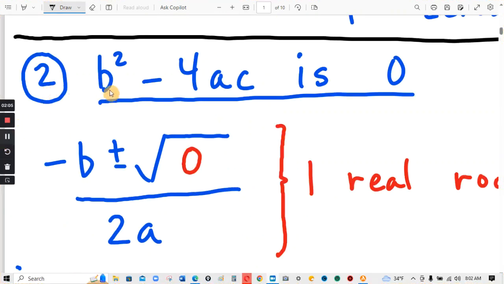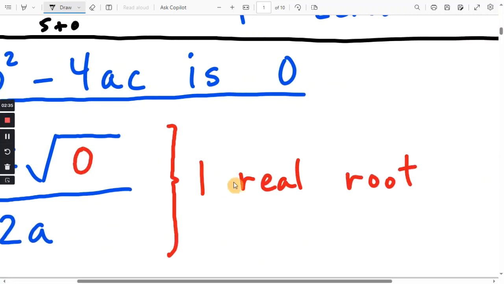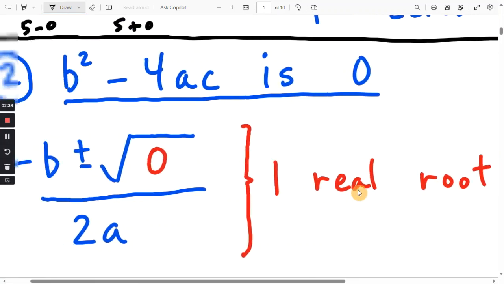Now, the second case is when b squared minus 4ac is 0. So if you get a 0 under the square root, the square root of 0 is just 0. You're going to get plus or minus 0, and that returns the same number. If you did 5 minus 0 and you did 5 plus 0, you would still get 5 in each case. So plus or minus 0 just returns the same number. It doesn't change anything. So in that case, you will just get one real root.